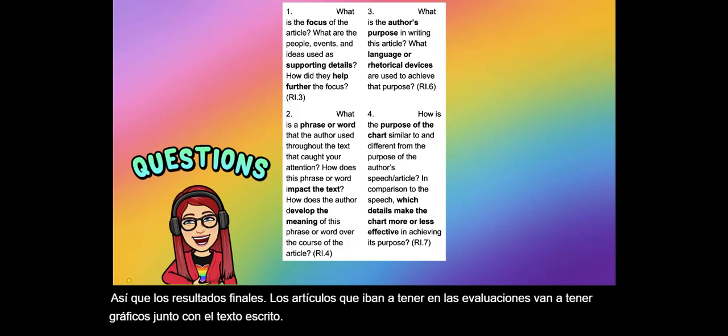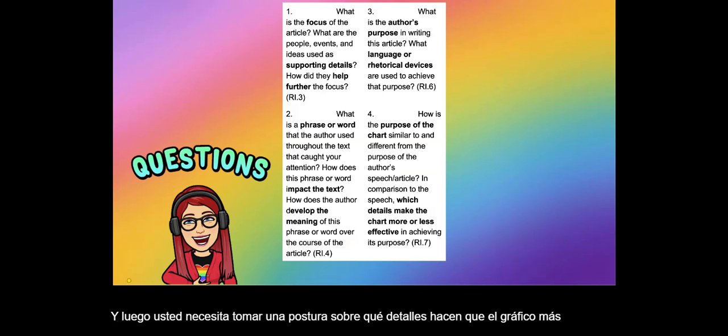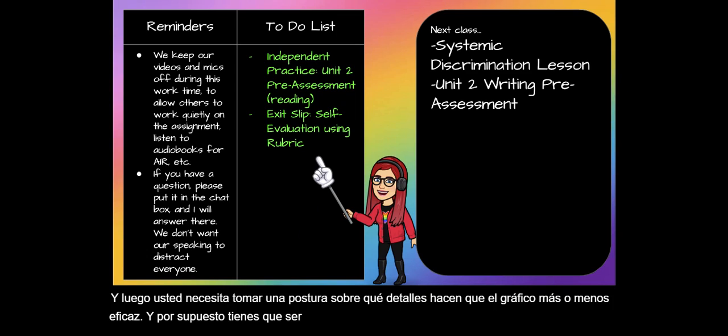You need to be able to identify the purpose of the chart. Why is the chart even there? And then you need to take a stance on which details make the chart more or less effective. And of course, you have to be able to support your answer.